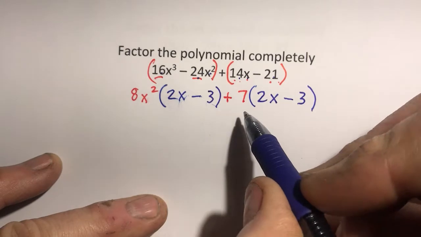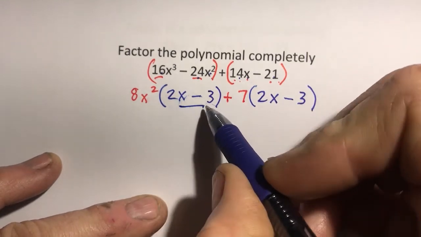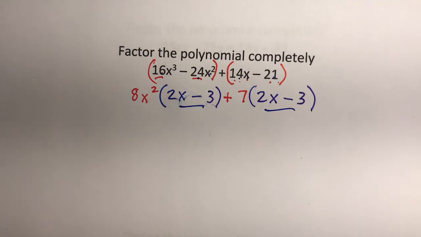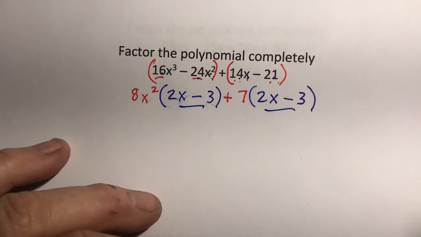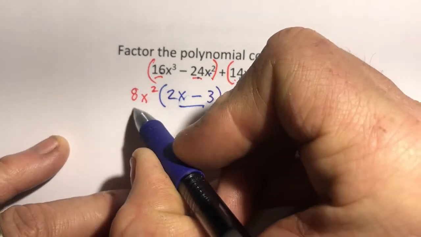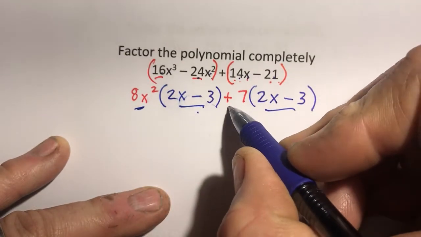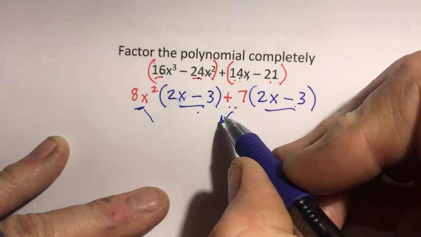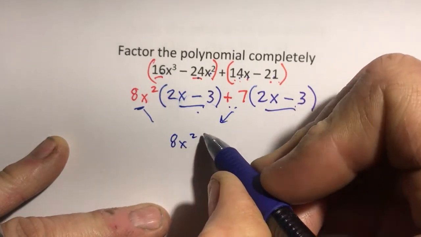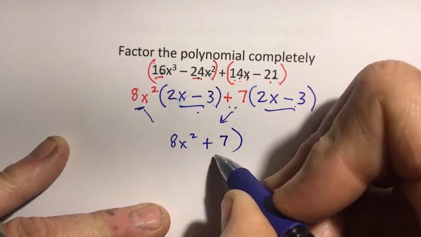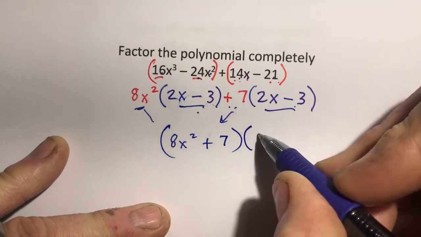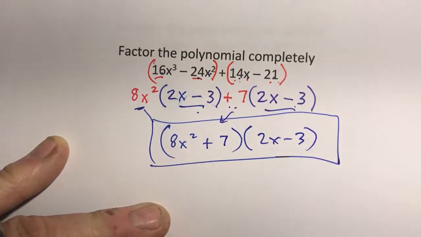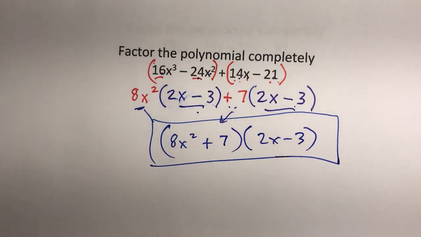And then look, when I do this grouping, this ends up being the same, which is what happens most times. And I think on all these they'll be that way. So I have 8x squared times it, and I have a positive 7 times it. So I can put these two right here together then. 8x squared plus 7 multiplied by 2x minus 3. And there's my factoring right there.